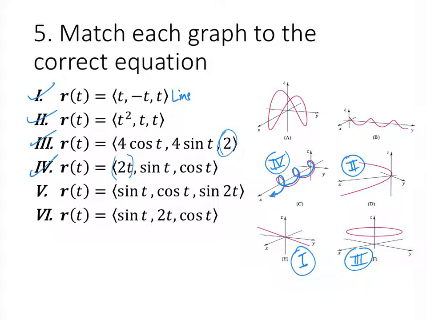If we skip down to number 6, we see a very similar setup, except if we temporarily ignore the y coordinate, we see that we're going to have spinning in the x and z directions and a steady increase in the y direction. And again, that's exactly what's happening in graph B. We see spinning around and then a steady increase in the y direction. So that's going to be number 6. And then by process of elimination, graph A has to be Roman numeral 5, and we're done.